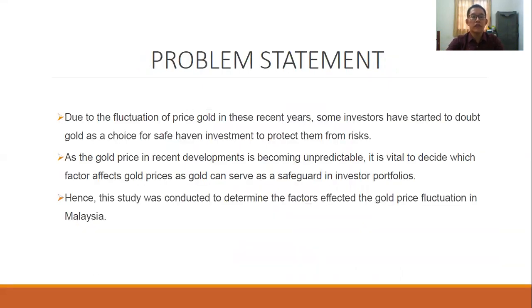Due to the fluctuation of the price of gold in recent years, some investors have started to doubt gold as a choice for safe haven investment to protect them from risk. As the gold price in recent development is becoming unpredictable, it is vital to determine which factors affect gold price. Hence, this study was conducted to determine the factors affecting gold price fluctuation in Malaysia.